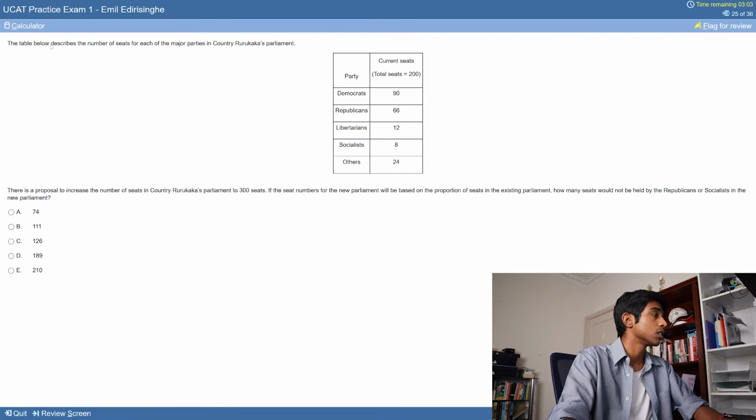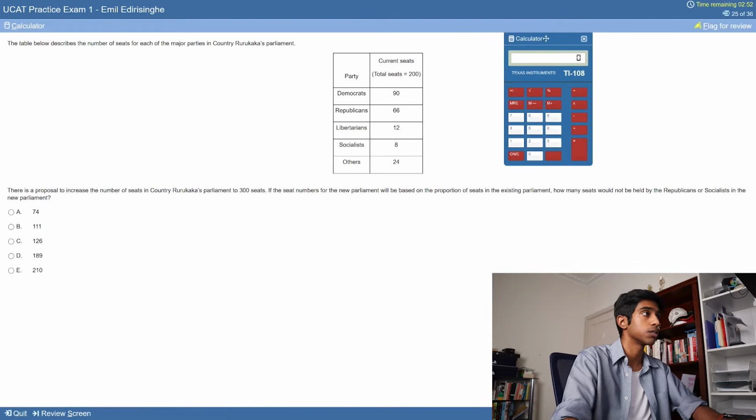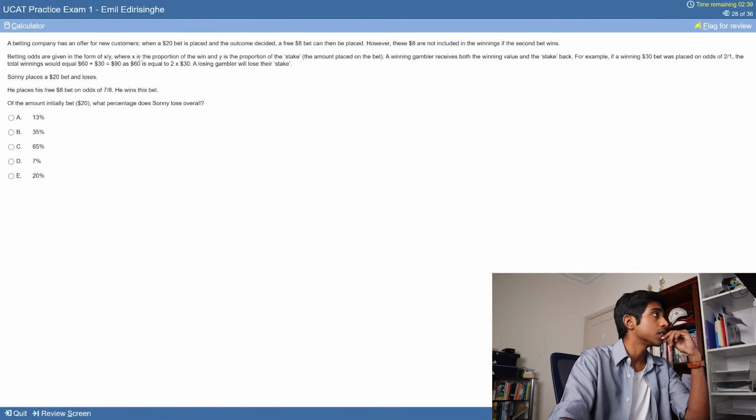All right. There are proposals to increase the number of seats to 300 seats. So wait. Alright. If the number of seats for the new parliament will be based on the proportion, how many seats would be held by Republicans or Socialists in the new parliament? Alright. So Republicans and Socialists. So 66 plus 8 is 74. Divided by 200. 37% times by 300. 111.